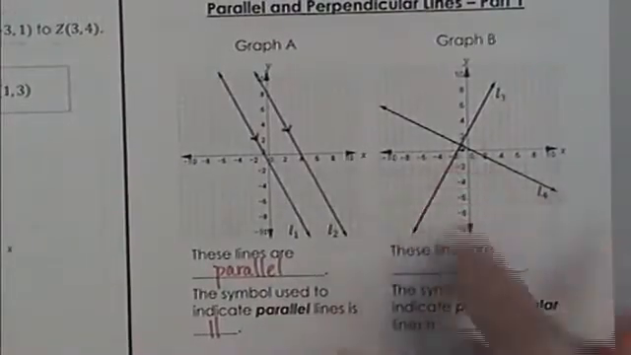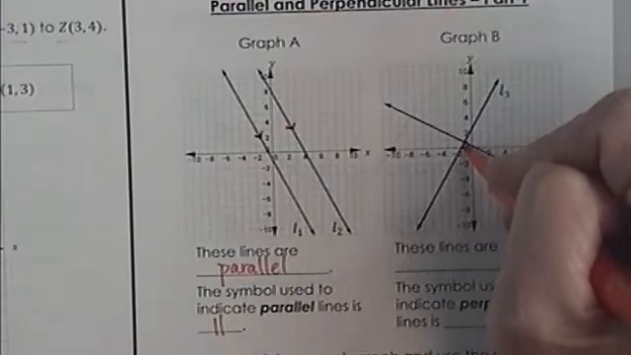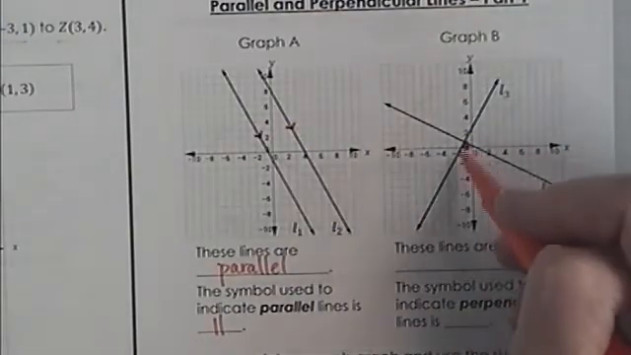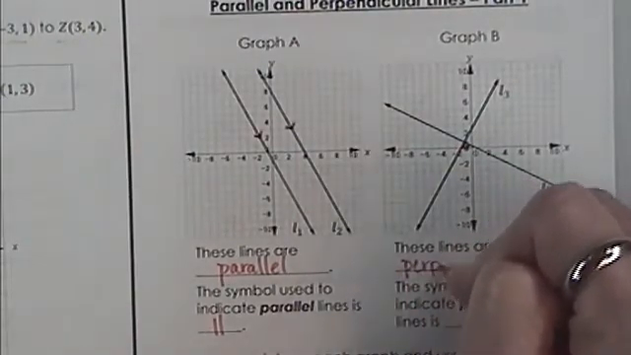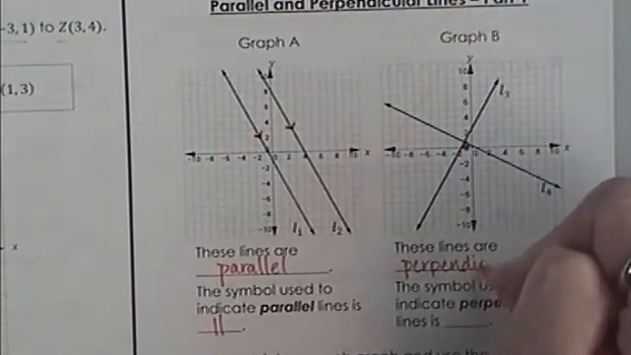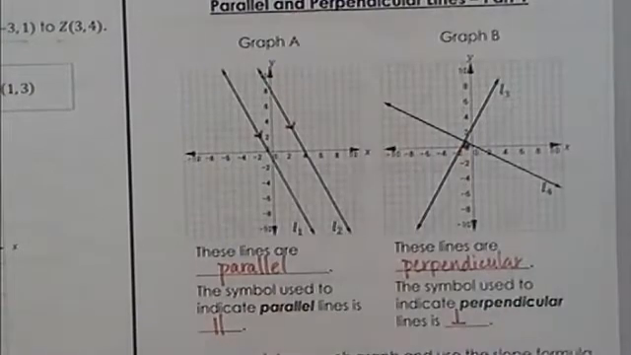These lines, look, right here, there's a little square. That's our perpendicular symbol that says that these are hitting each other at 90-degree angles. These lines are perpendicular. The symbol used to indicate perpendicular lines looks like perpendicular lines, like an upside down T shape.